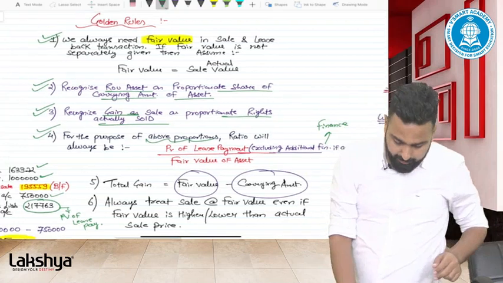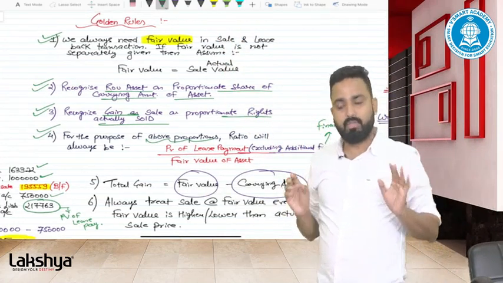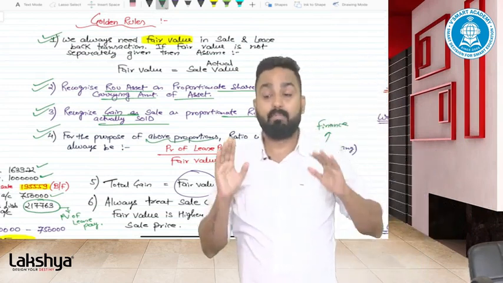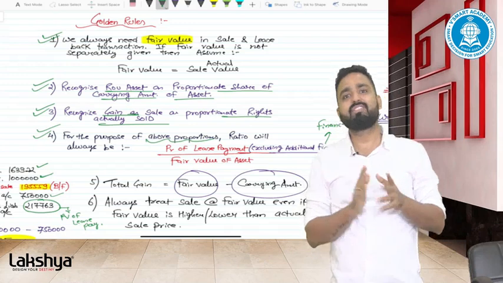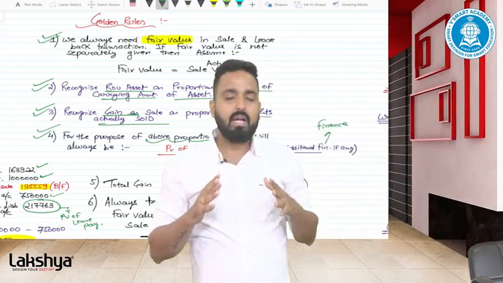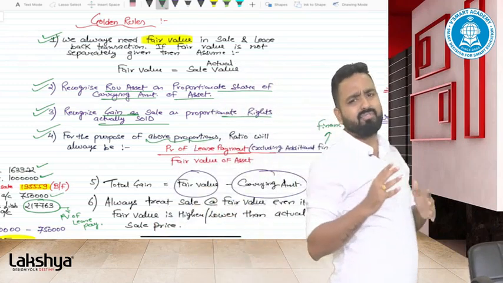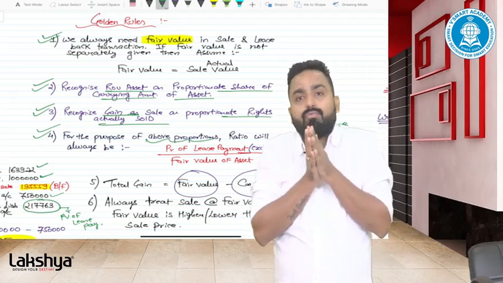Okay, now tell me, have you understood the maximum golden rules? This was your sale and leaseback. But yes, still a few things are pending. We'll discuss them one by one.